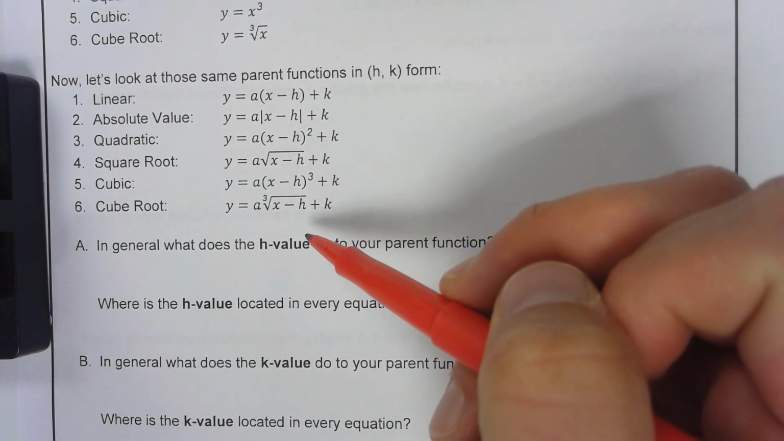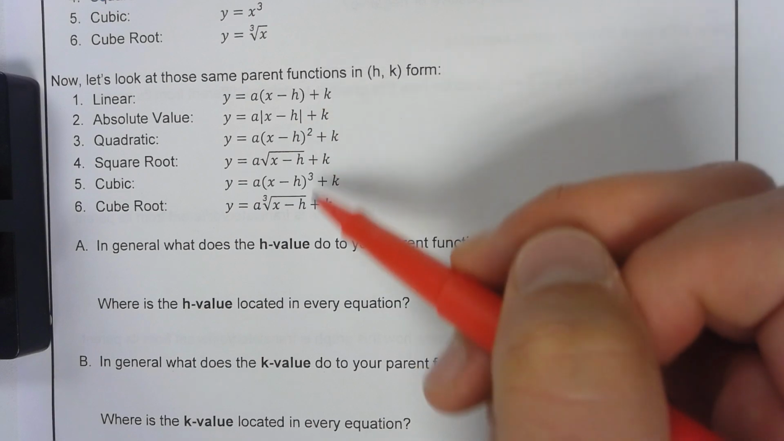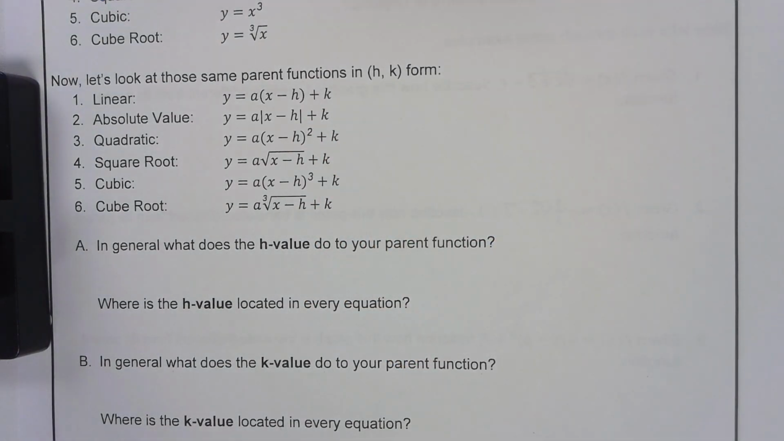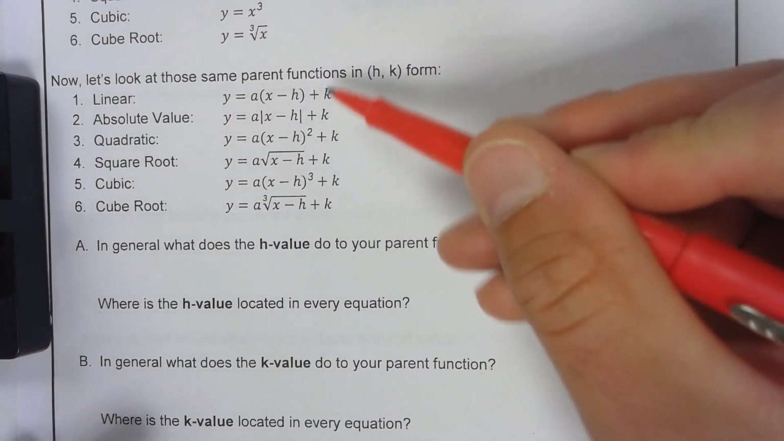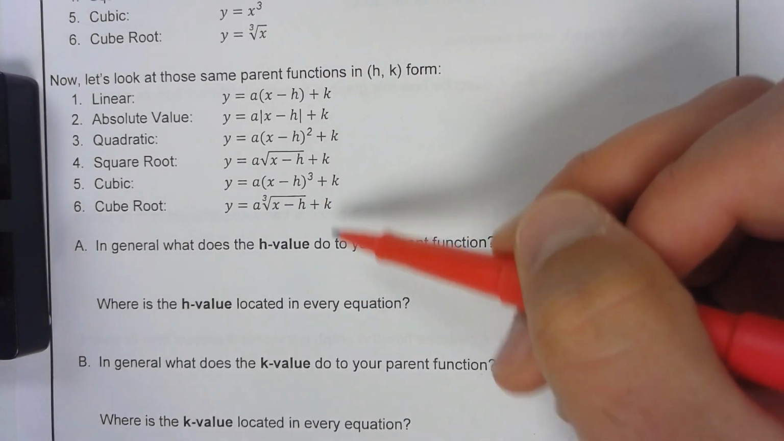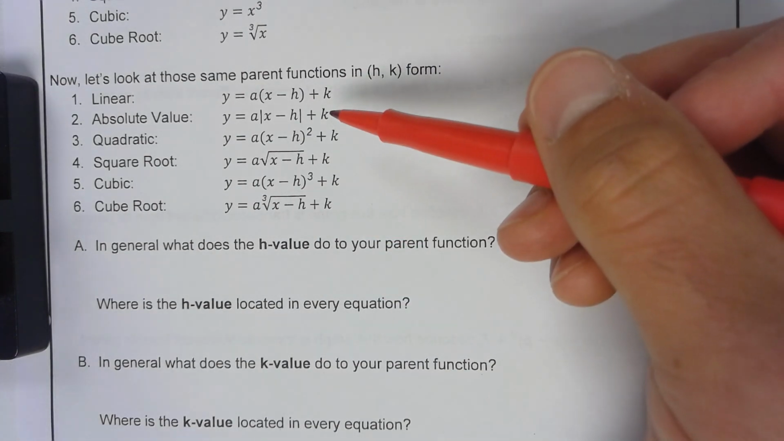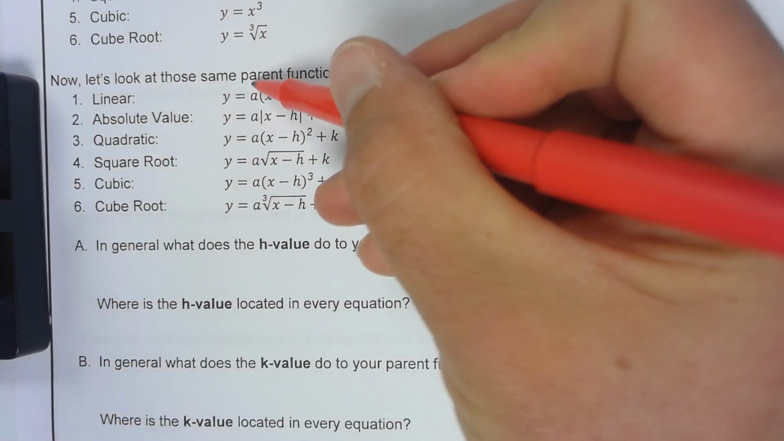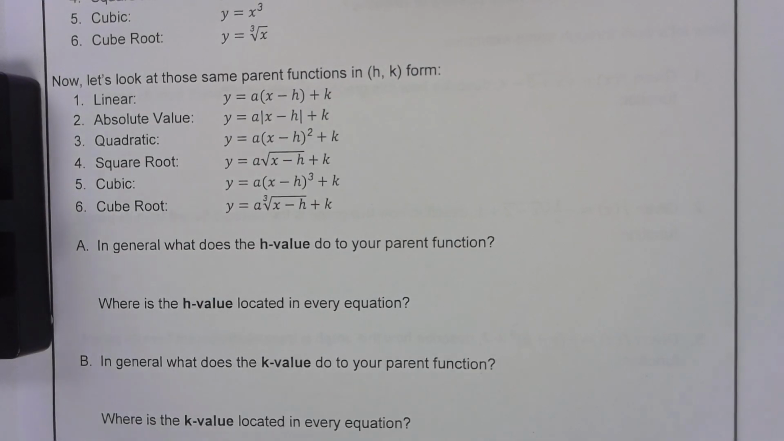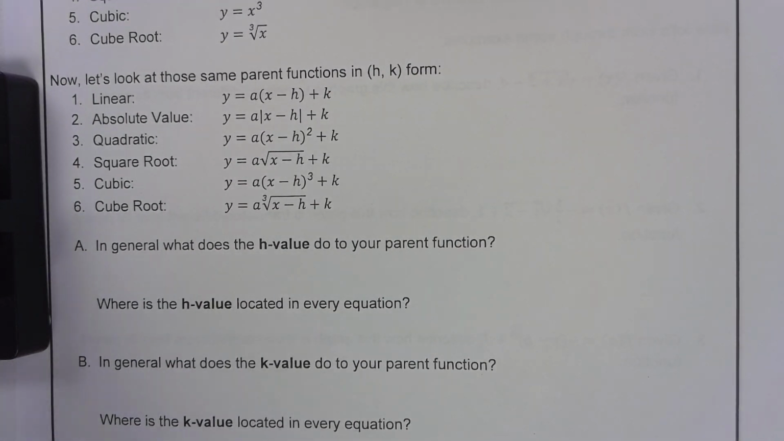If you look at all these equations, the H value is always in these parentheses, or inside the function operation. That's what you'll hear me say most often: it's inside the function operation. The K value happens after the function operation, either showing up after the parentheses, or after the squaring, after the square root. Again, the language you'll hear me say is after that function operation. And then the A value is in front of the actual function, or right after the equal sign. So they're all in the same place regardless of the equations we're working with.